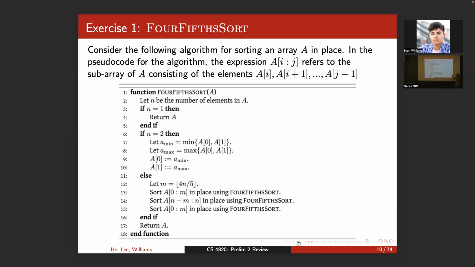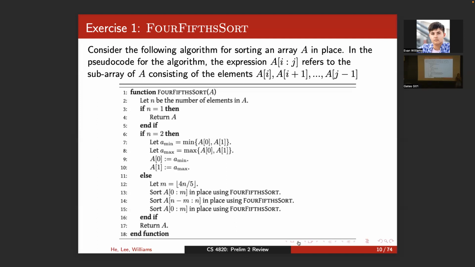Otherwise, we're going to set m to be 4/5 n. We're going to sort from 0 to m recursively using this. Then we're going to sort from n minus m to n, and then we're going to sort from 0 to m again. All of these are recursive calls, so these are all subproblems. Then we end and return A.